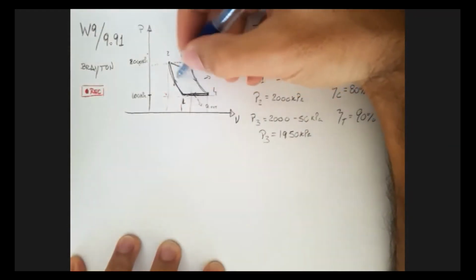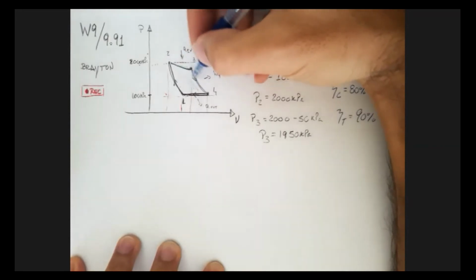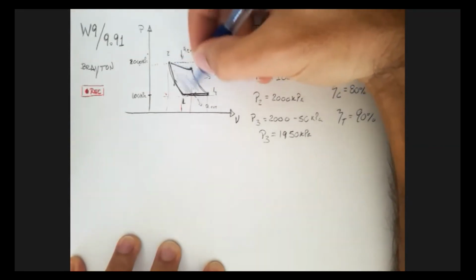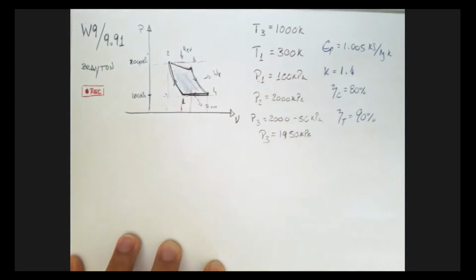We can get the area inside of the cycle, which is also our work, which is just going to be the difference between Q in and Q out. Either way is fine. You're going to render the same result. How are we going to do that?